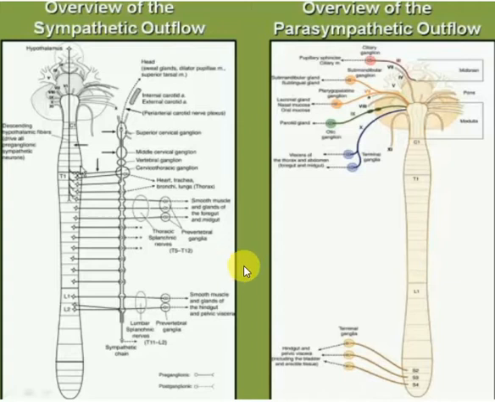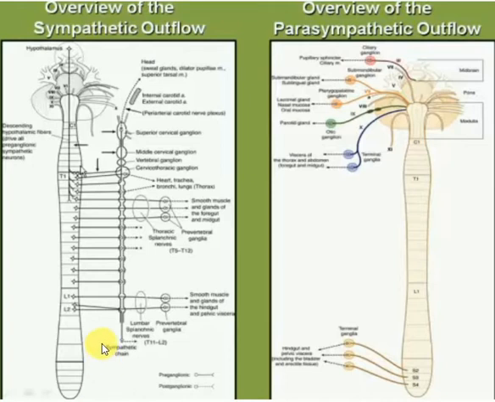The first neuron, whose cell body is within the central nervous system, is derived embryologically from the ectoderm, and the cell body of the second neuron is derived from the neural crest. Now, all these facts are true, and they apply both to the sympathetic and the parasympathetic system. So now, what are the differences?